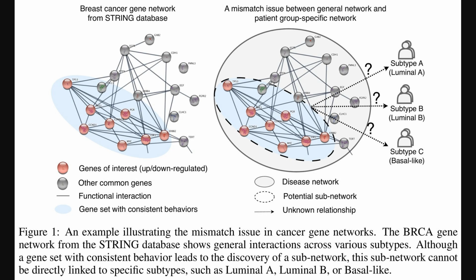Okay, so this first figure really helps visualize that core challenge. On the left, you see a general breast cancer gene network, like one you'd get from a database. But the issue, shown on the right, is that this broad view doesn't tell us which interactions are truly active or important in specific subtypes. Say, luminal A versus basal-like. It highlights this mismatch, making it hard to understand subtype differences just from general knowledge.